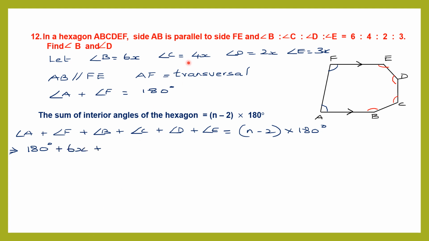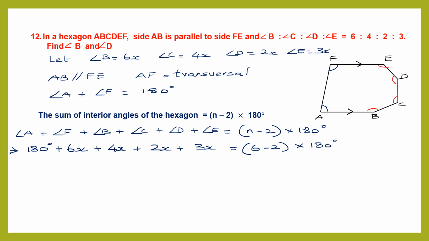Now angle C is 4x. So let's write that plus 4x plus angle D. And angle D is 2x. So let's write 2x plus angle E. And angle E is 3x. So let's write 3x. And this is equal to n minus 2. This is a hexagon. That means there are 6 sides and n is 6, so 6 minus 2 into 180 degrees.